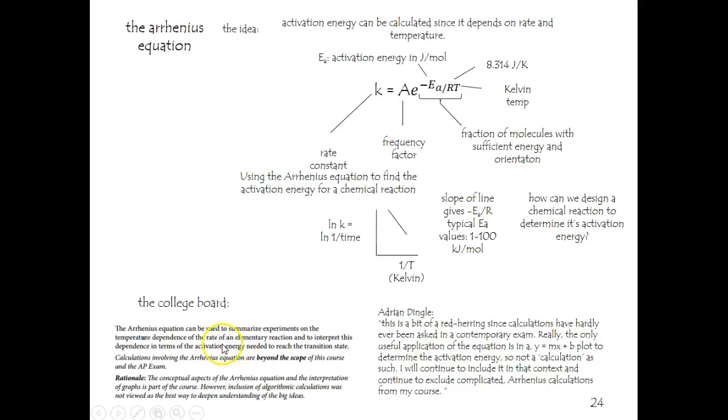I want to read these both in their entirety. The College Board states, the Arrhenius equation can be used to summarize experiments on the temperature dependence of the rate of an elementary reaction. That's basically what they want to focus on. And to interpret this dependence in terms of the activation energy needed to reach that transition state. So really they're saying there's a temperature dependence there. They're not focusing as much on the frequency factor or the rate constant, mostly that there's a temperature dependence. And then they say, hey, you don't have to do any calculations for it. That's right there, and that's wonderful.